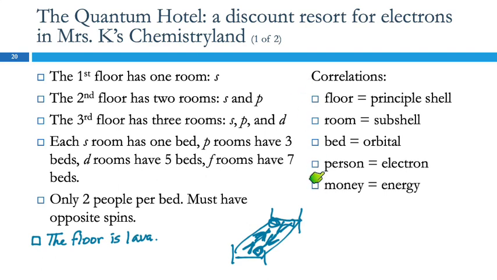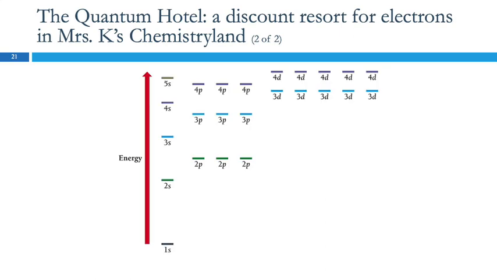Okay, so this is the correlation. The floor is like the principal shell or principal energy level. The rooms are the subshells, sublevels. The beds are the orbitals. The people are electrons, and the money, how much it costs to stay in the room, is the energy. Okay, so this is the hotel.